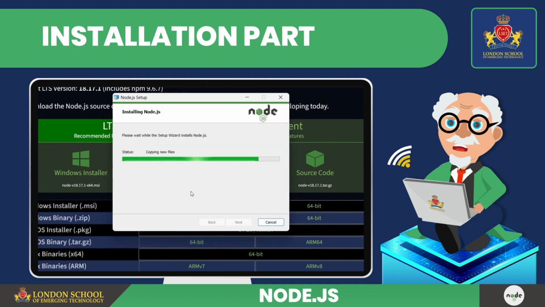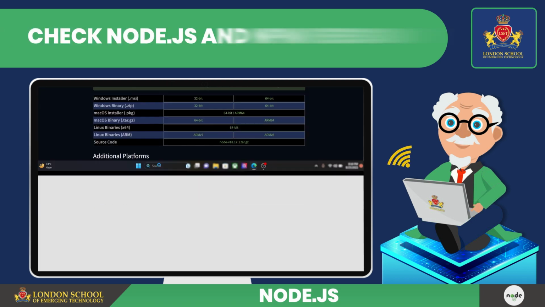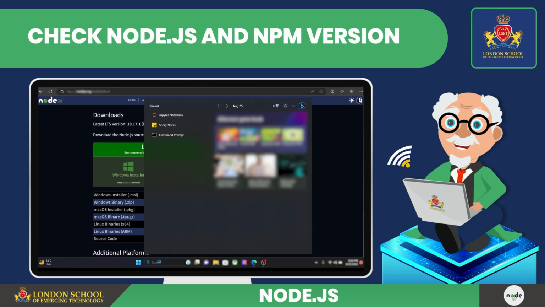Click the Install button. Congratulations, you have successfully installed Node on your system. Now click on the Finish button. Check Node.js and npm version.